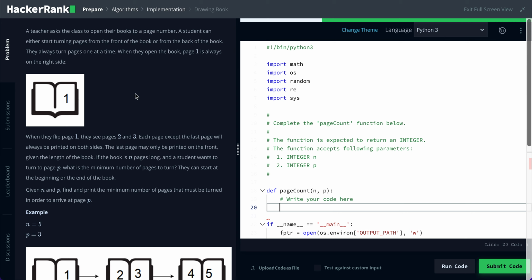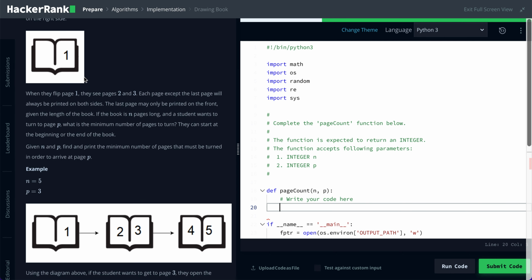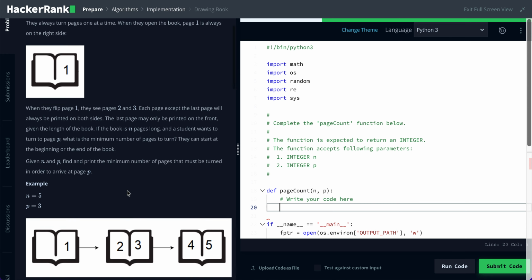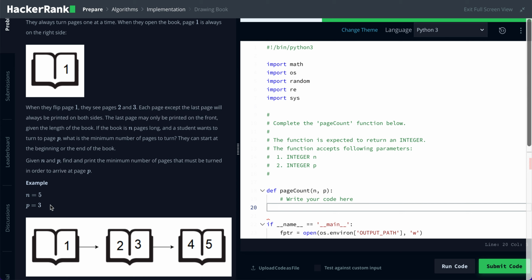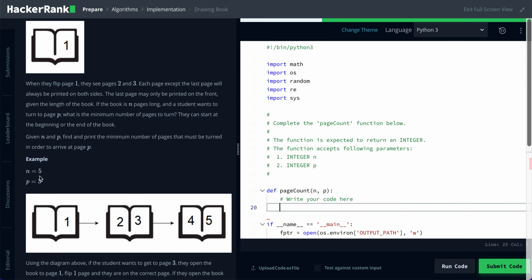First things first, as always, let's understand what we are given and what we're looking for. Essentially, we are provided some information about a book. We know that page one will always start on the right side of the book, and we are provided the number of pages in the book as well as the page that we're searching for or trying to get to. So in this example, 5 is the length of the book. So here we have it, 5 lands on the right side of this book right here. And we would, of course, start from 1, and we're trying to get to page 3.